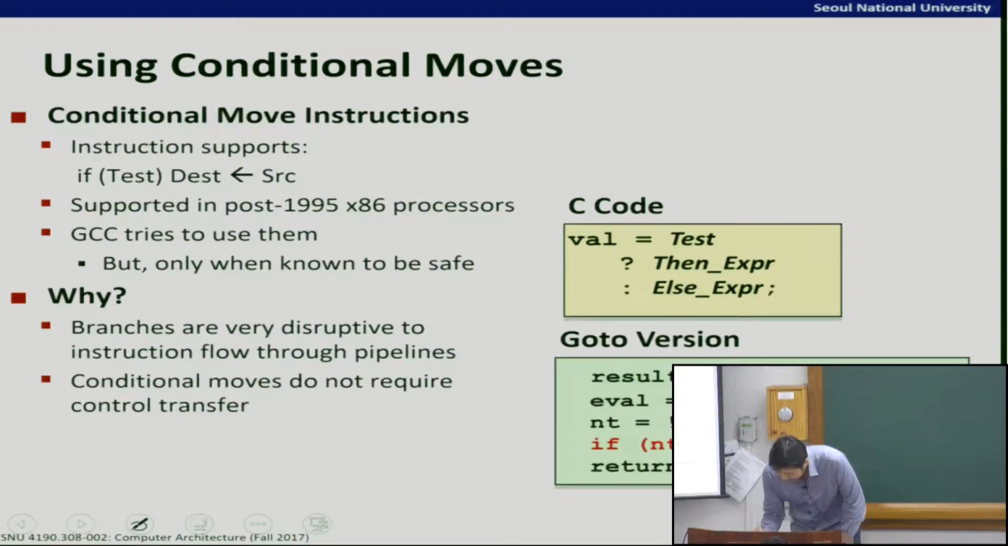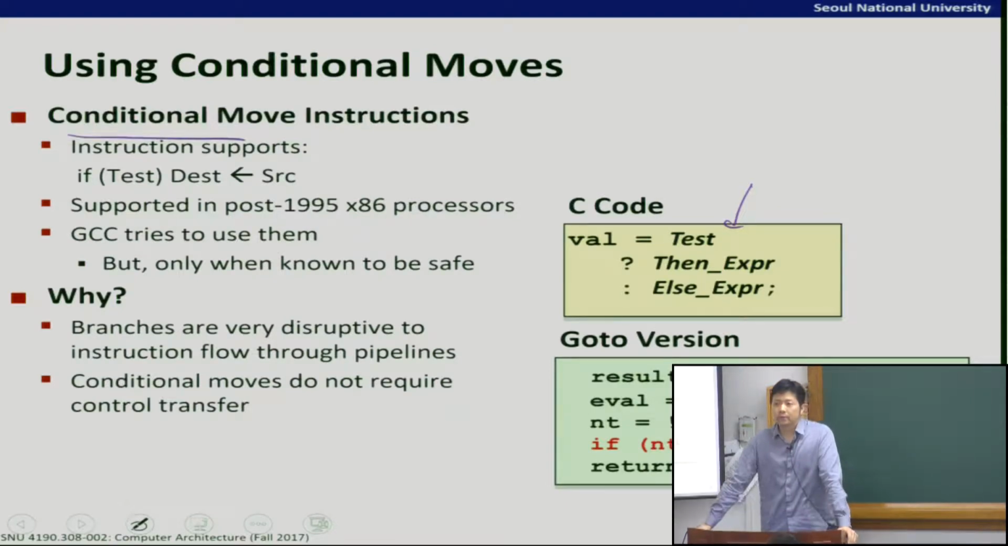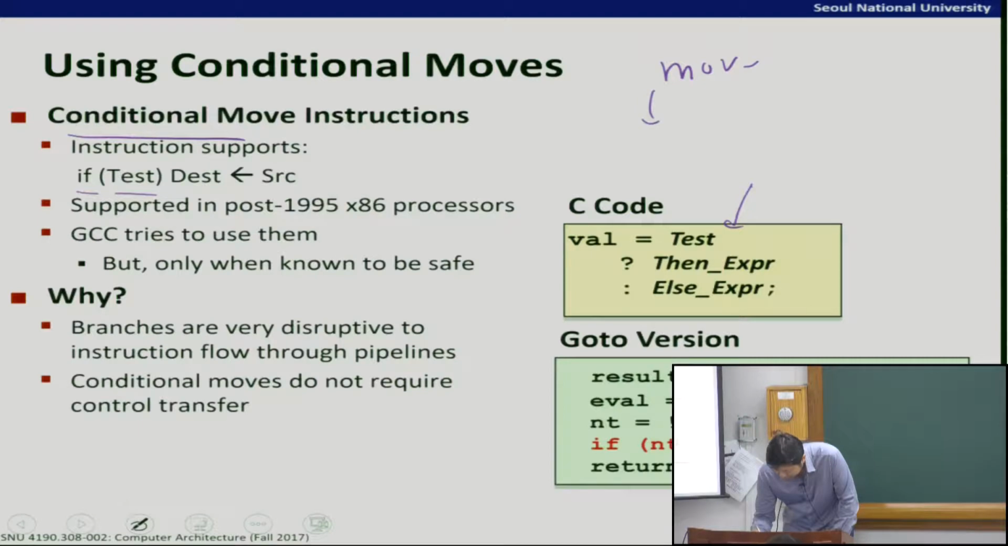So let's think about this C code again, this conditional assignment. The second way to implement this is using conditional move. There's a special instruction called conditional move, which does the following. If this test is satisfied, then we execute the move instruction. Otherwise, we don't. You already know the move instruction, right? There's another version called cmove.